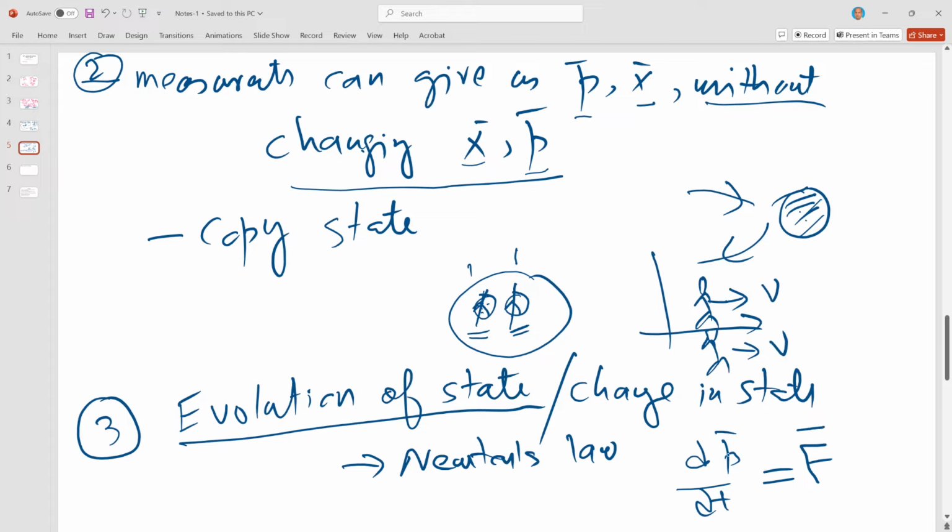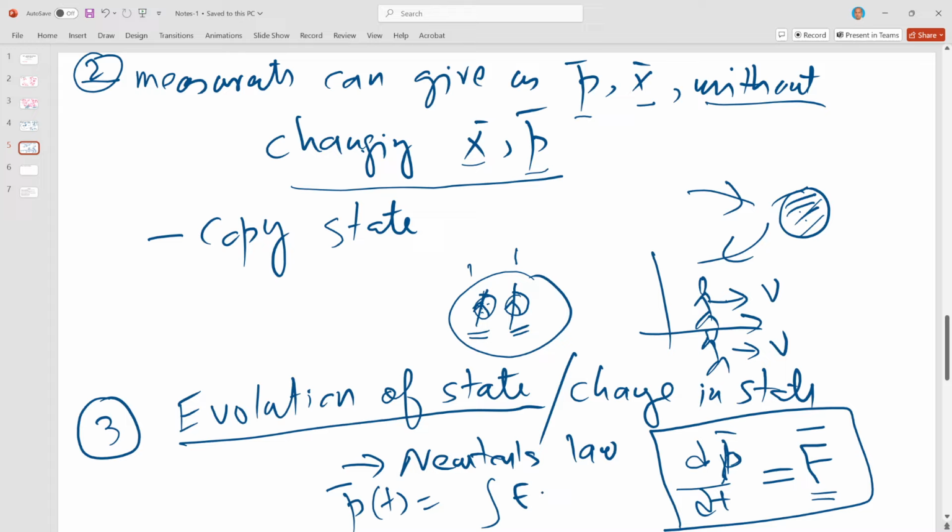So if there is no force, the momentum doesn't change, which means that if it is still, it's gonna remain still, and if it is moving with constant momentum, it will keep moving with constant momentum, and its trajectory will change from constant momentum state only if there is an externally applied force on it. So this law can tell us how to find the next state. For example, momentum at some time t can be found by integrating this force.